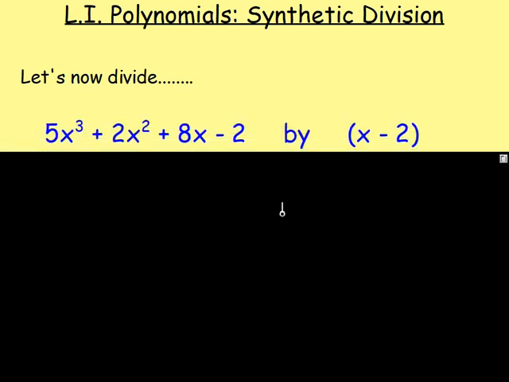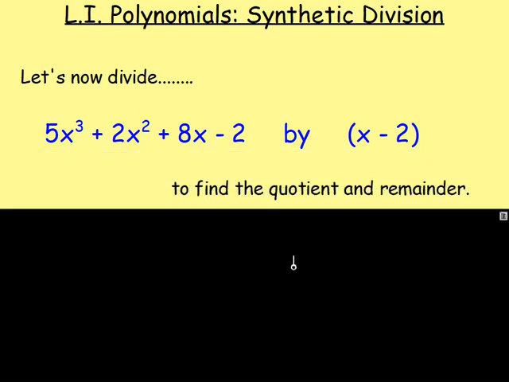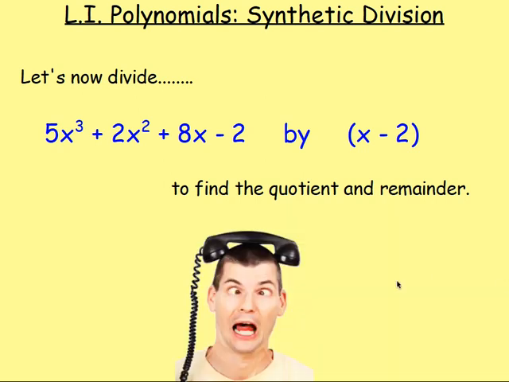Imagine if I gave you something like this. So now, let's try to divide 5x cubed plus 2x squared plus 8x minus 2 by x minus 2. And again, find the quotient and the remainder. Ryan, what are you thinking? I'm thinking, say what? I can understand, Ryan, because it looks really confusing. It looks really difficult. How are you meant to do this? Well, actually, it's really easy. It's really simple because we can use synthetic division to work it out.